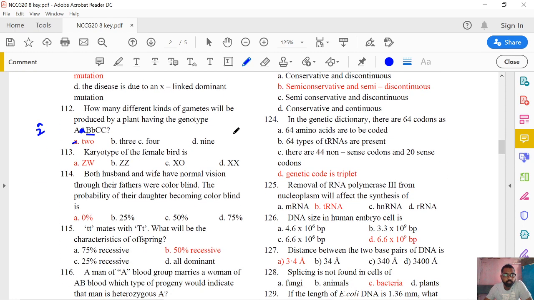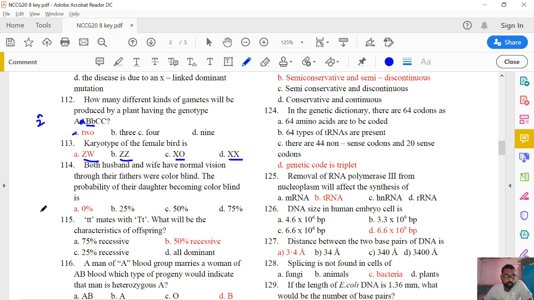In the karyotype of the female bird, ZW is heterogametic, so the female is ZW and the male will be ZZ. XO you can see in the case of male insects, and XX in the case of human female.